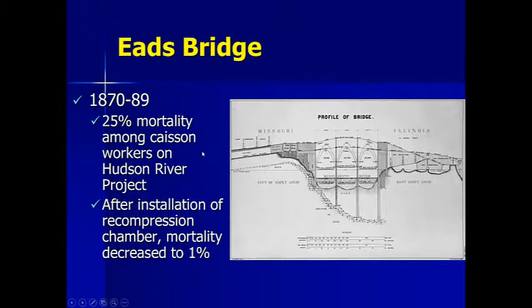The rates of decompression sickness in the late 1800s were up to about 25% of these workers coming out of the caissons. And then someone had the brilliant idea of putting a recompression chamber on site and reduced the mortality to about 1%.